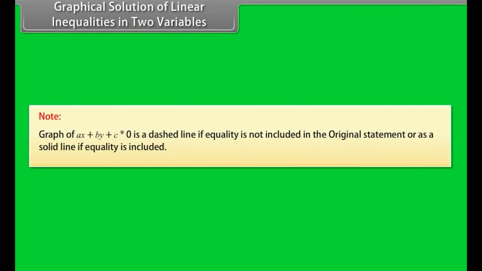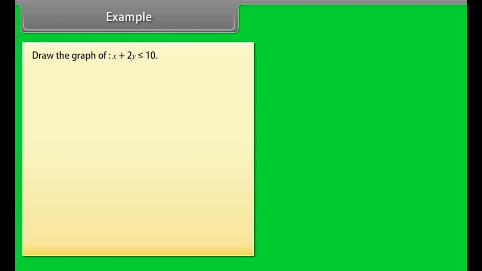Note, the graph of ax plus by plus c is equal to 0 is a dashed line if equality is not included in the original statement, or a solid line if equality is included. Example: draw the graph of x plus 2y less than or equal to 10.